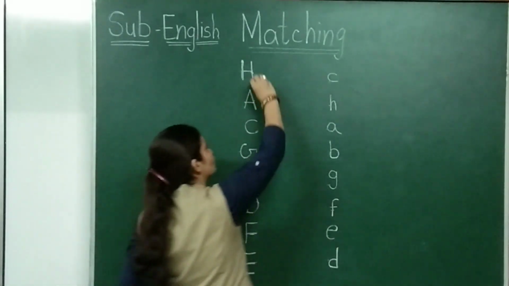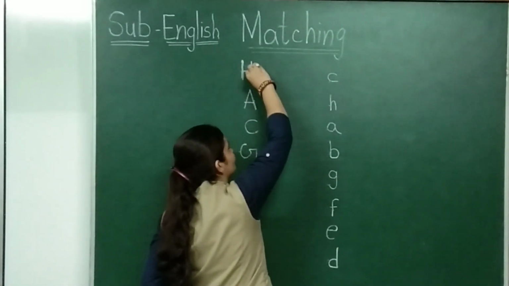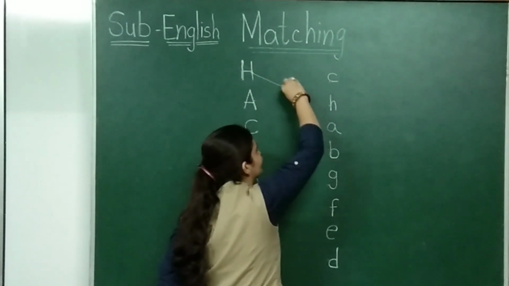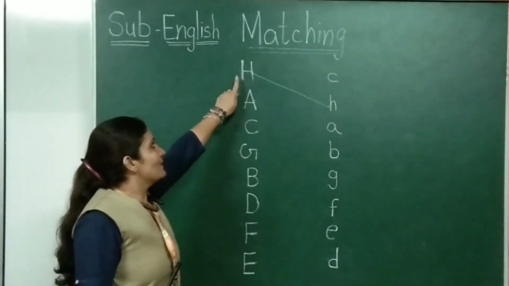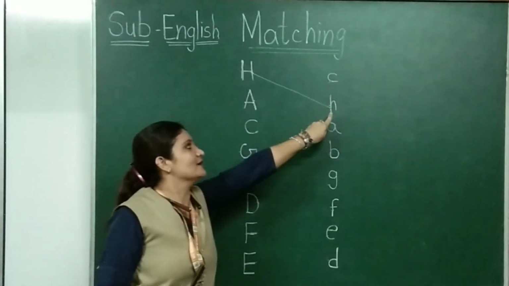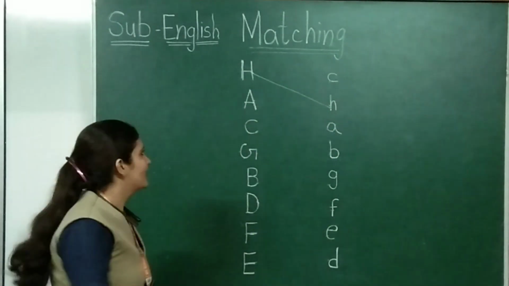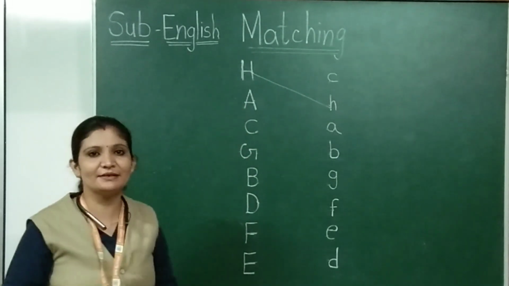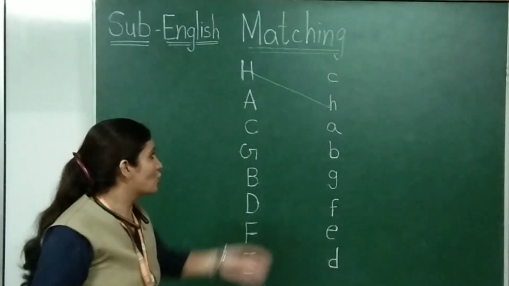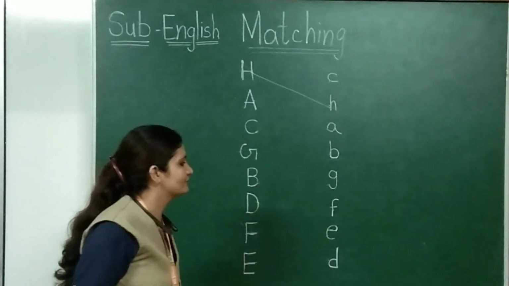Now what we have to do? We have to do matching. We have to draw one line like this. Okay? What we did? We matched capital letter with same small letter. Now, which letter is this? Yes, this is capital A. Now, where is small a?